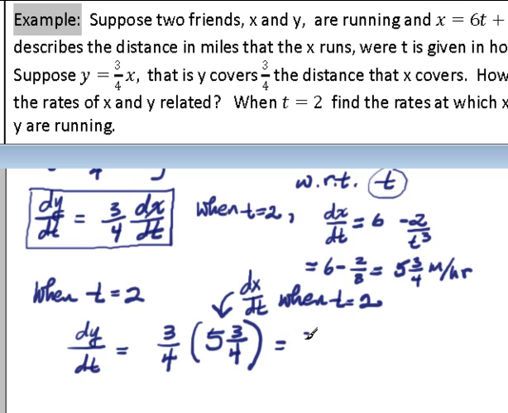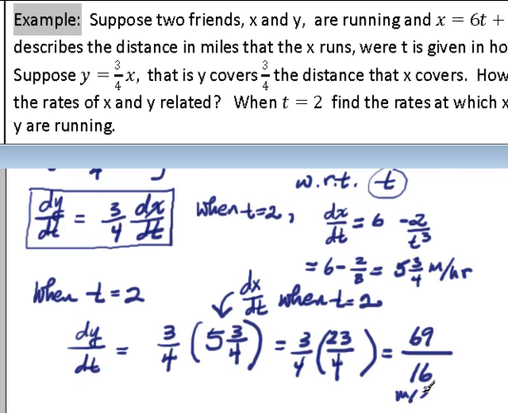Okay, so we do that, so that's 3/4 times, I'm just going to change this to a fraction. This is 23 over 4, and so we have, just multiplying the fractions, 16 in the denominator, and in the numerator we have 69 over 16 miles per hour. That's the units. So that answers this second part of the question.